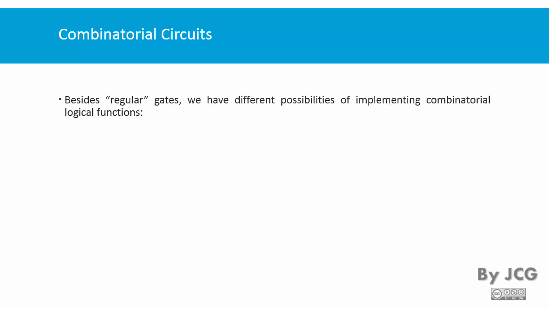So besides regular gates, we also have different possibilities of implementing combinatorial logic functions. For example, we have the option of using only NANDs and NORs, and in this video we will see how to make a circuit with only NANDs. We have the option of using decoders. We have already seen this in other videos. We have the choice of making it with multiplexers, and we also have the option to perform a combinatorial circuit using PLDs. PLDs are programmable logic devices.